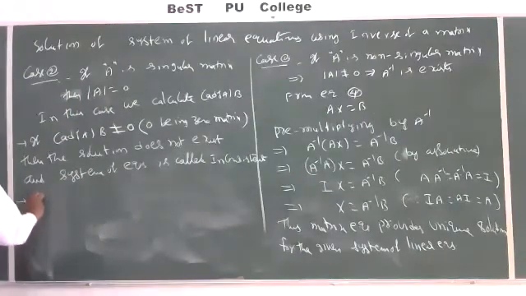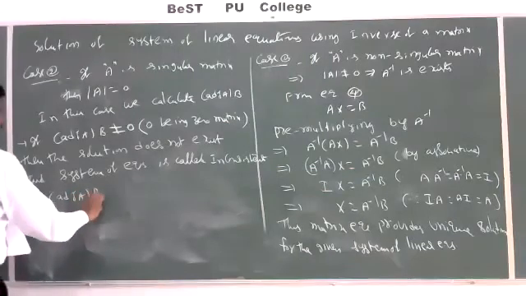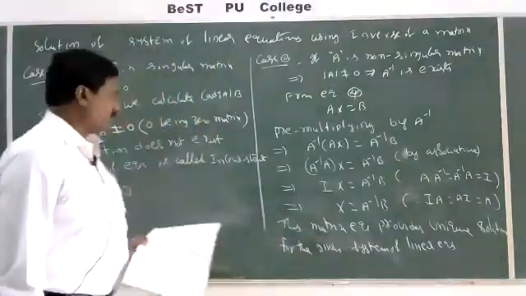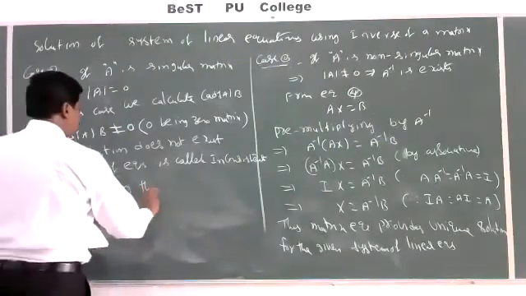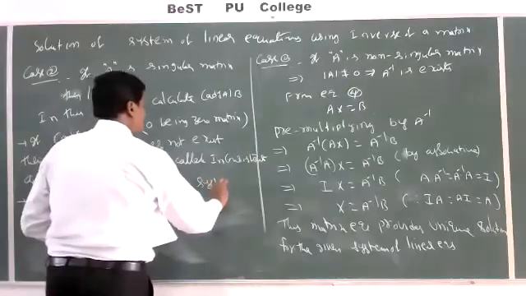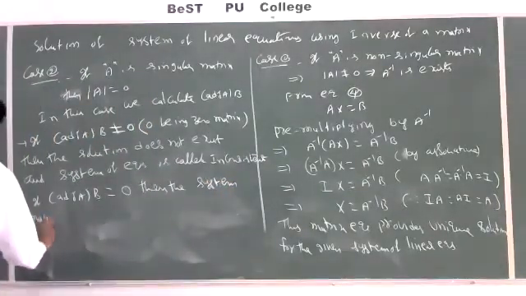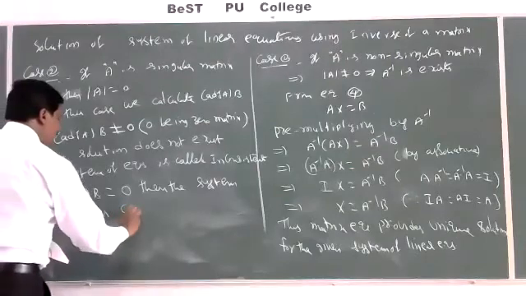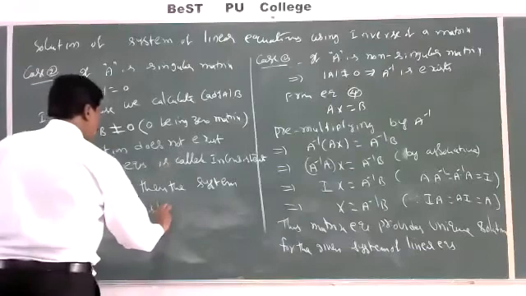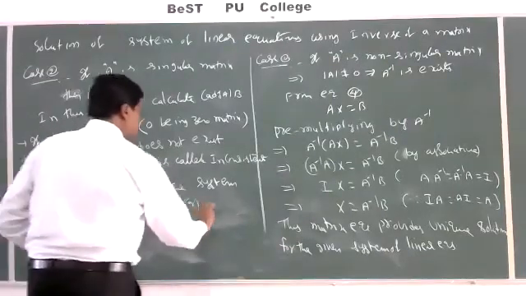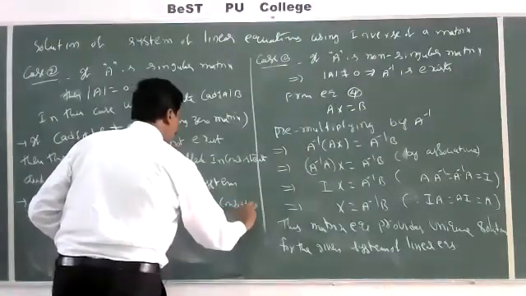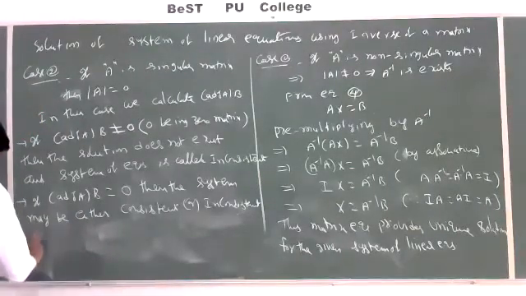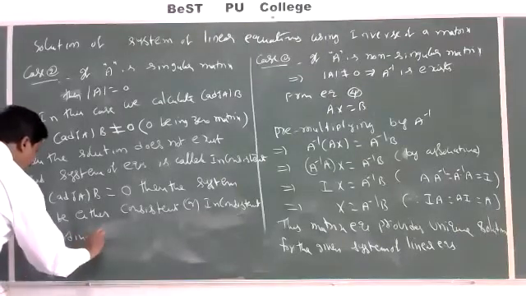Next, if adjoint A into B equal to 0 matrix, the system may be either consistent or inconsistent.